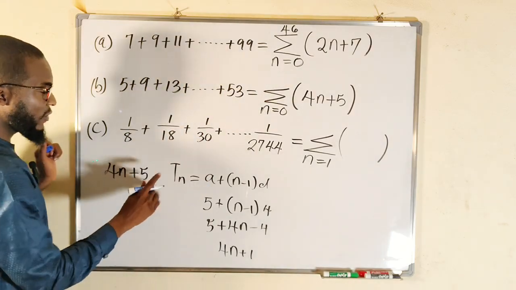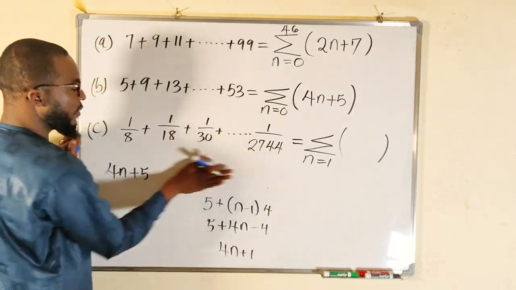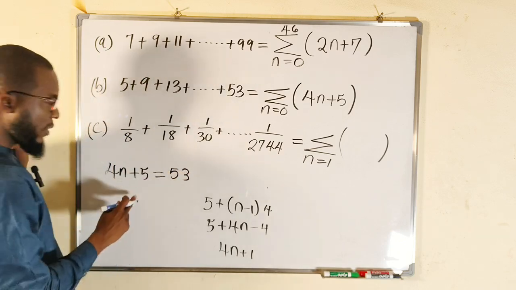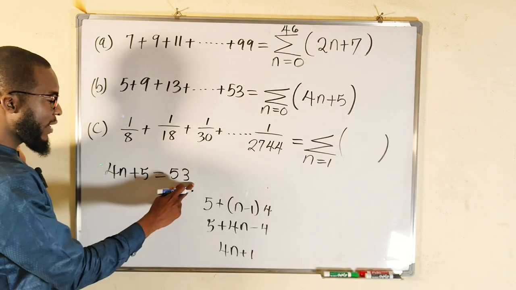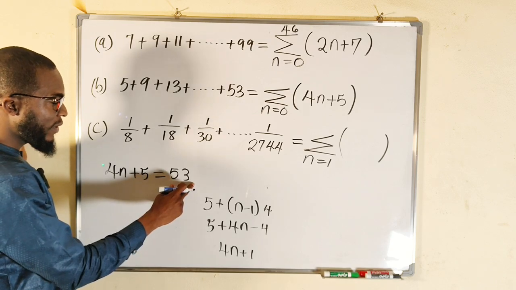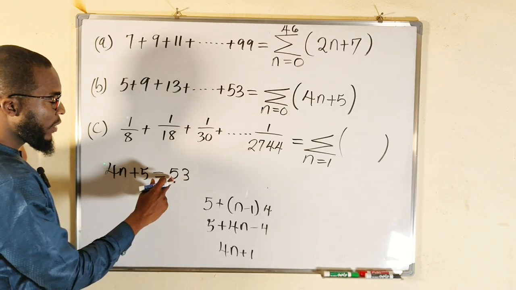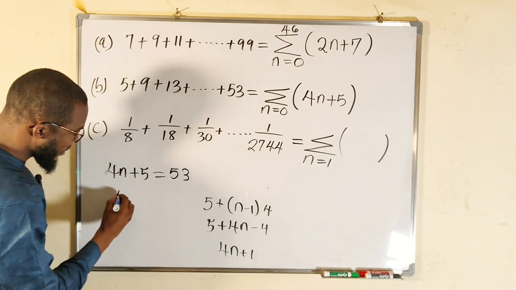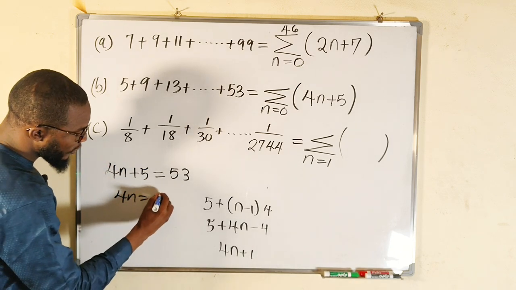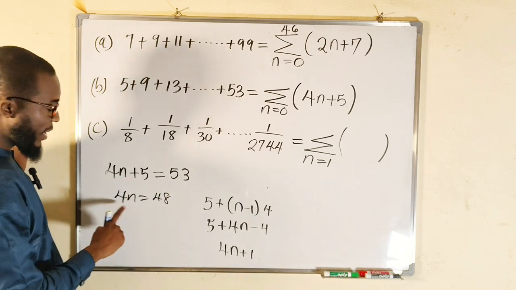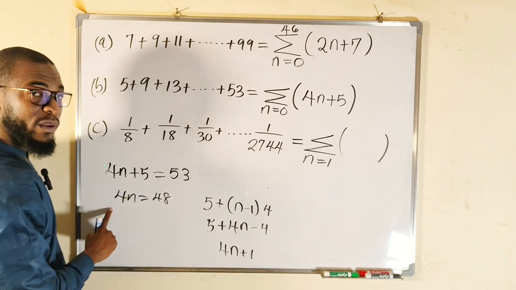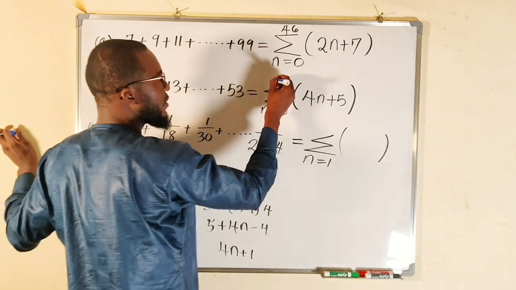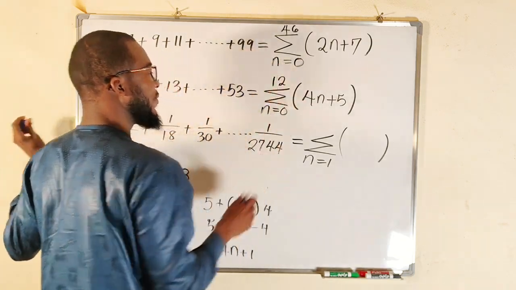You can always equate it to the last digit, which is 53, to find the value of n. Once you take 5 to the other side, it is going to become negative. Then we have 53 minus 5, and that will give us 48. 4n is equal to 48. Then you divide both sides by 4. 48 divided by 4 will give us 12. n equal to 12. So we have to stop at 12.